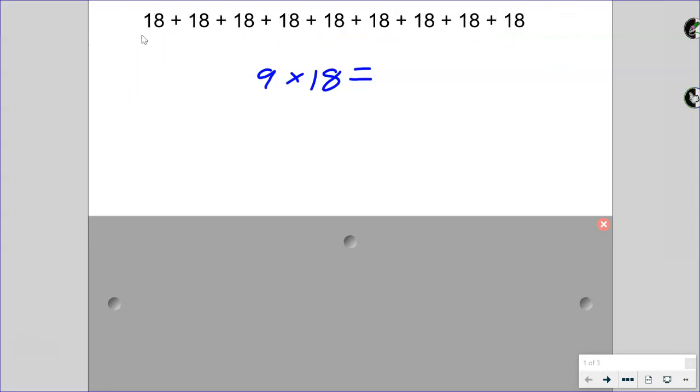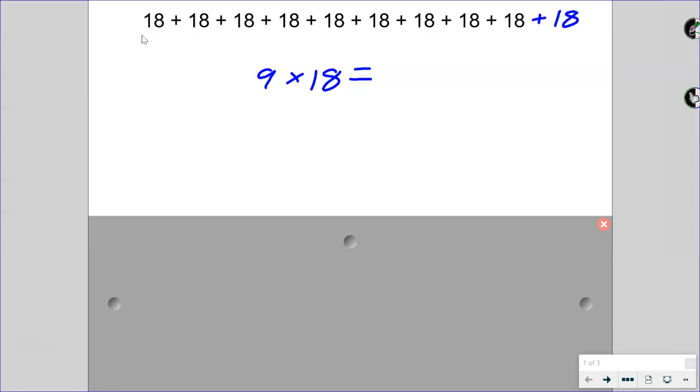And if you are in one of my math classes, you probably know what I'm going to say. If somebody walked up to me on the street and said, yo, Rindo, what is 9 times 18? I would say, I don't know. But what do I know? I know what 10 of them is. So I'm going to go ahead and add one extra group of 18 to this problem.